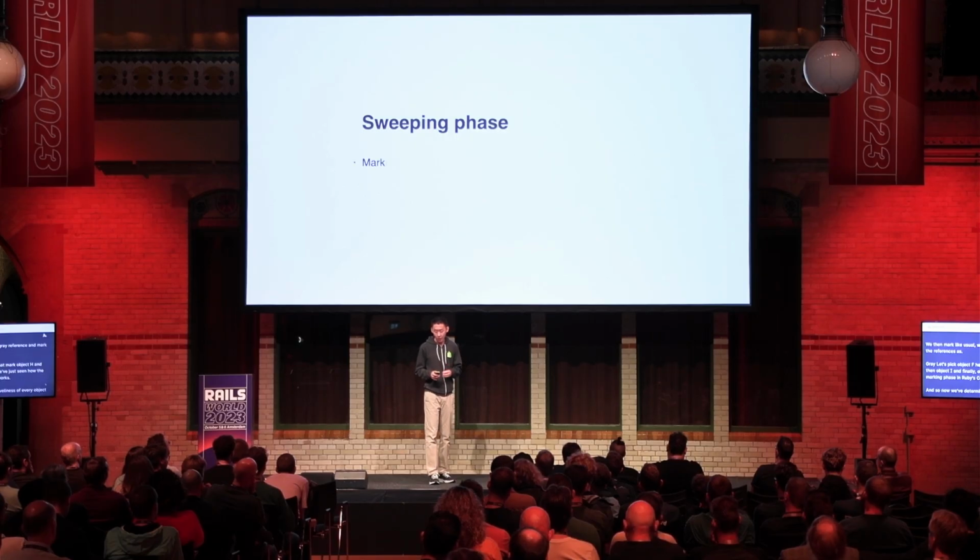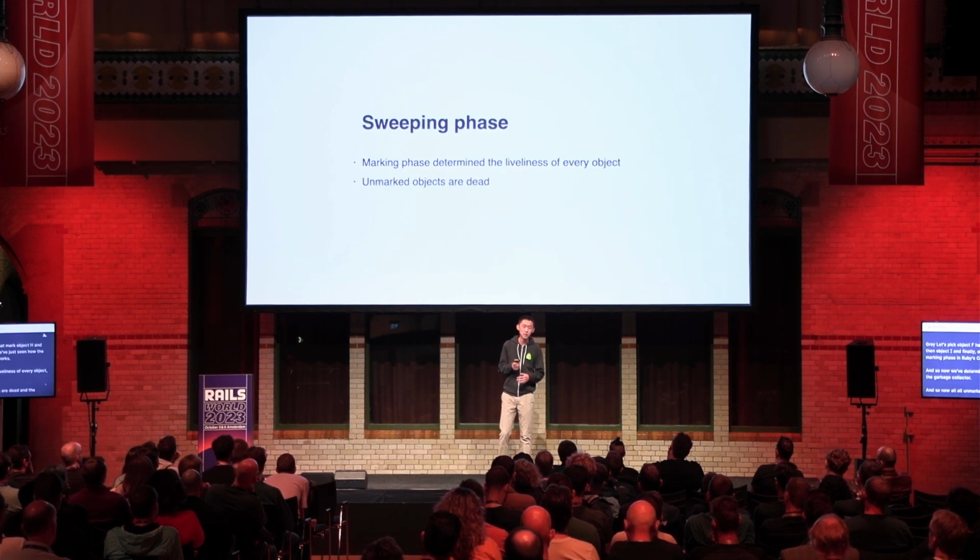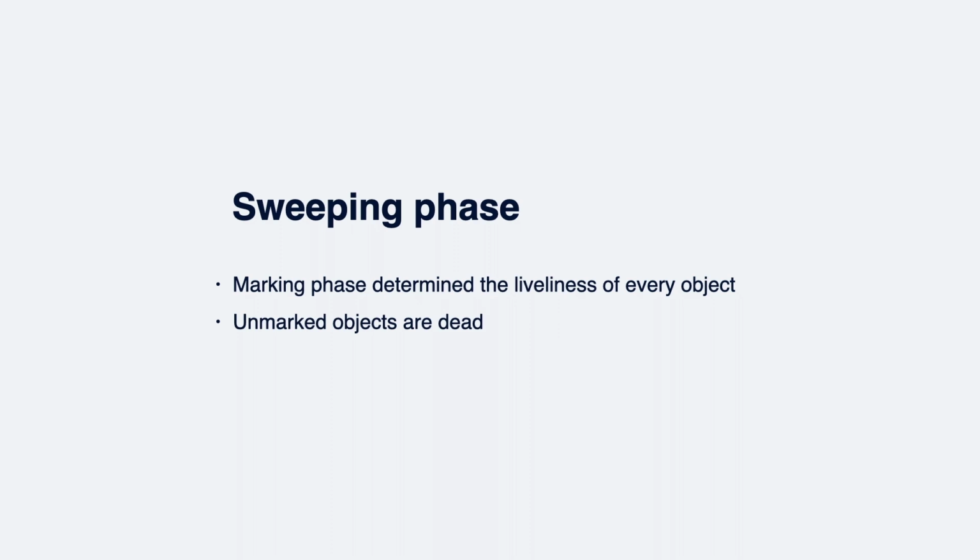We've just seen how the marking phase in Ruby's garbage collector works. And so now we've determined the liveliness of every object in the garbage collector. And so now all unmarked objects are dead. And the sweeping phase reclaims the resources of these dead objects. In addition to reclaiming the slot for the dead object, we also reclaim any externally allocated resources, such as closing file descriptors, closing sockets, or terminating threads.